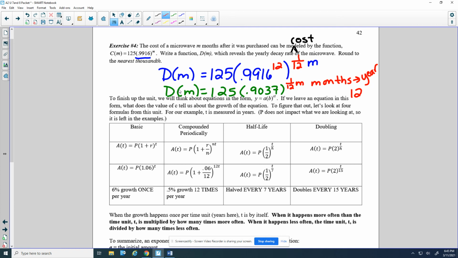Now that's all we have to do. We don't have to find a percent or anything. It's just write d of m. So that's your answer. So I just wanted to show one where we went from a smaller time period to a bigger time period. Basically, we end up usually with a whole number inside and then the fraction on the outside.